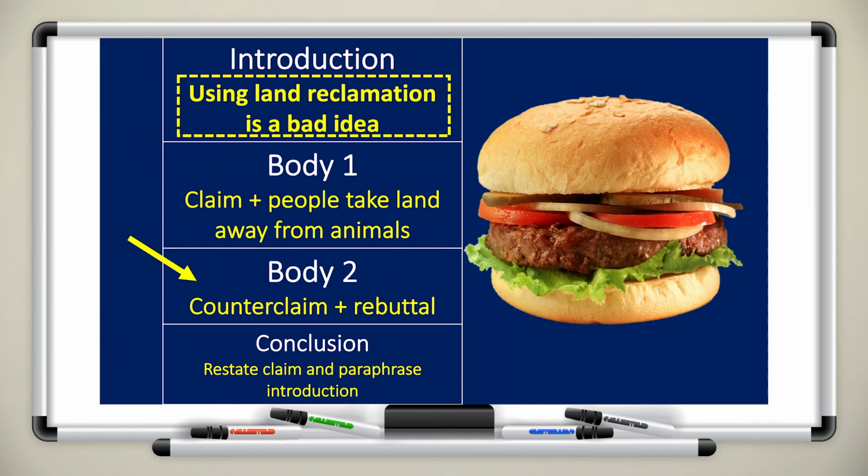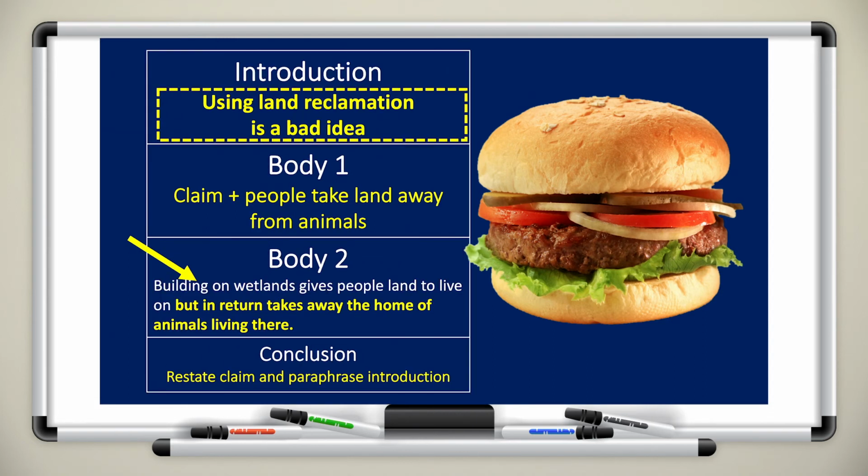Then we move on to body 2. And we write the counterclaim, which is the opposing view. And again, you can use on the other hand, some people may think, and add your idea. Let's look at the other idea, and we've already discussed this when we wrote our rebuttal. Building on wetlands gives people land to live on, but in return takes away the homes of animals living there. And we're going to be building on that idea for body 2. Finally, we reach our conclusion where we can restate our claim and paraphrase the introduction. You can also summarize body 1 and body 2, but for the sake of this episode, we decided to go with paraphrasing the introduction. Excellent.